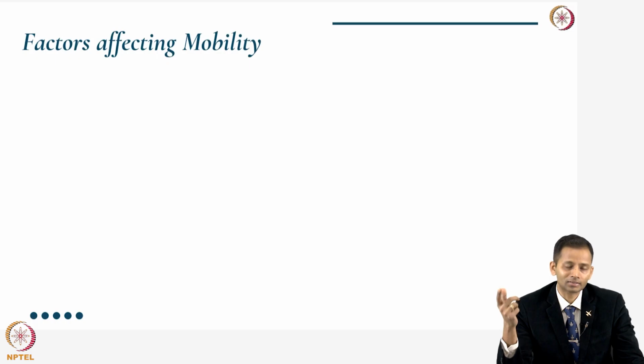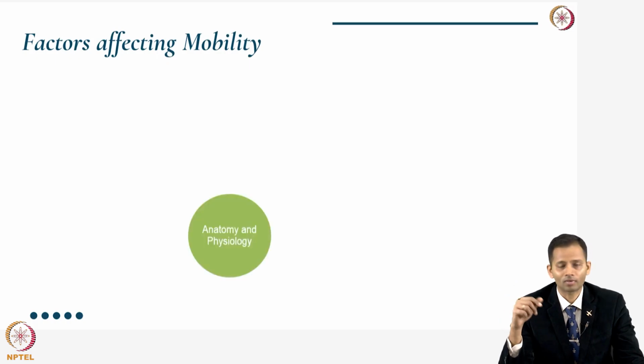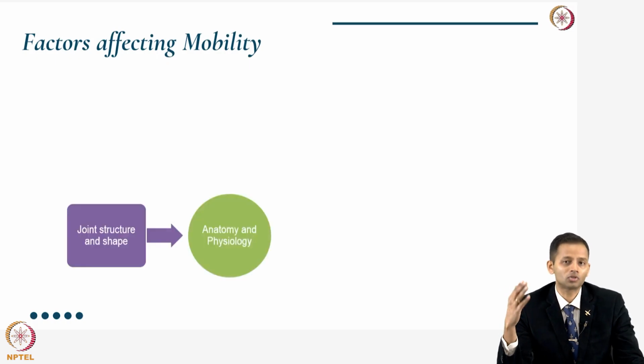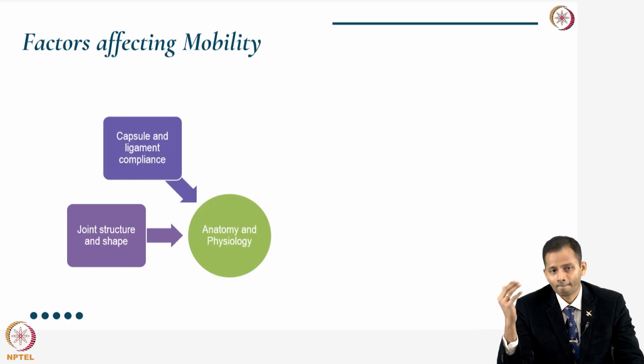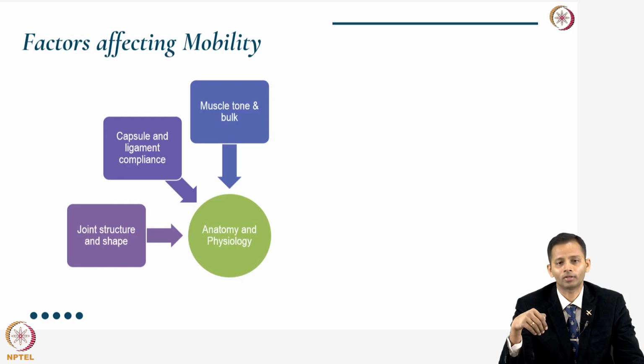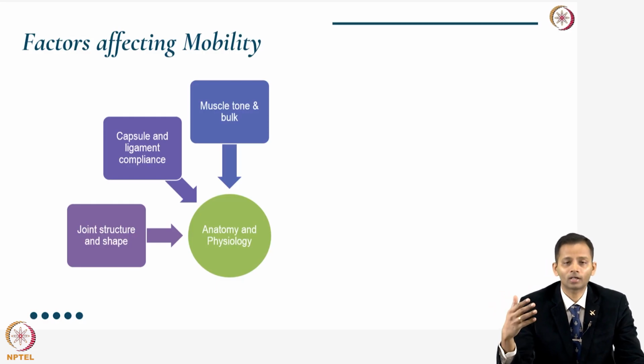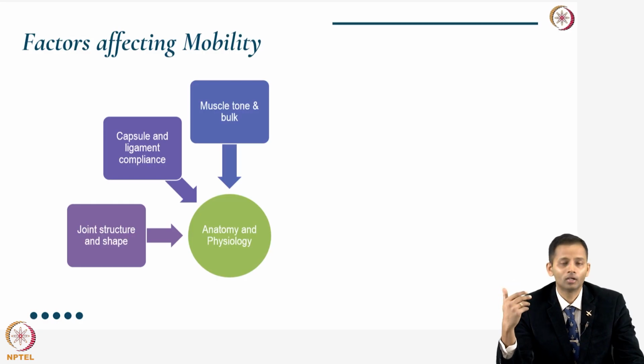The various factors that affect mobility, again this we have discussed earlier, are the joint structure and shape. The more anatomical maintenance of the structure and function of the joint, the better is the mobility. The capsule and the ligament compliance obviously contribute a lot to the maintenance of mobility of the joint. The muscle bulk and tone, again we discussed, how resistance training and increasing the muscle bulk can limit your range of motion.